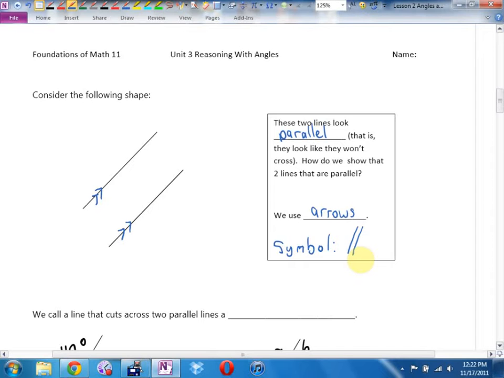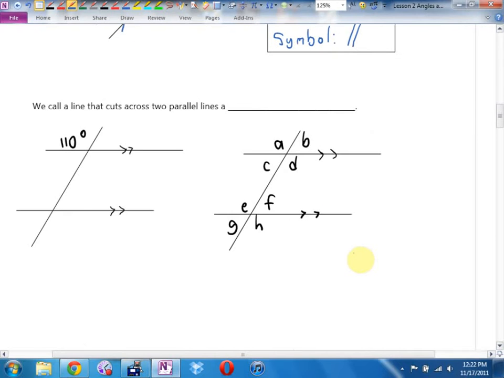We're going to take those 2 parallel lines, Courtney, and we're going to cut across them with a line. A line that cuts across 2 parallel lines is called a transversal. A transversal. Emily, are these 2 lines here parallel? Here's the transversal.